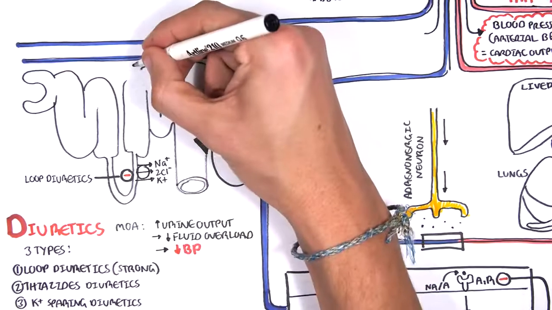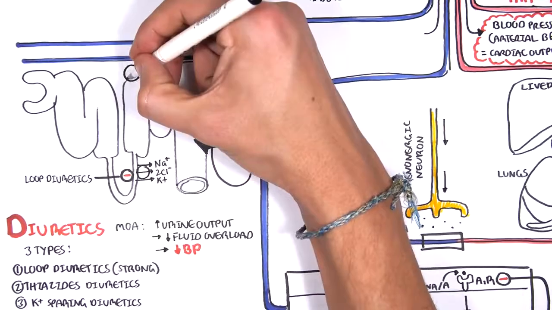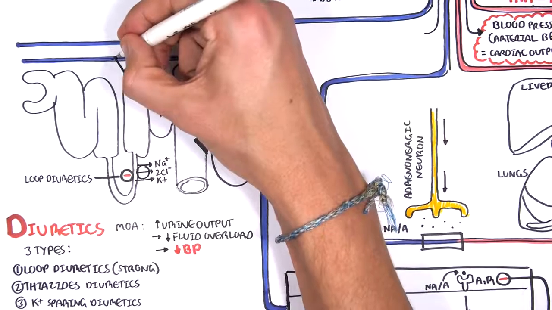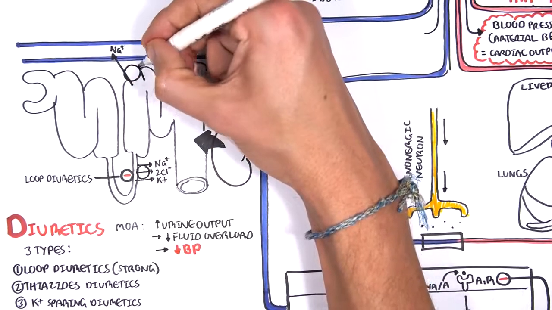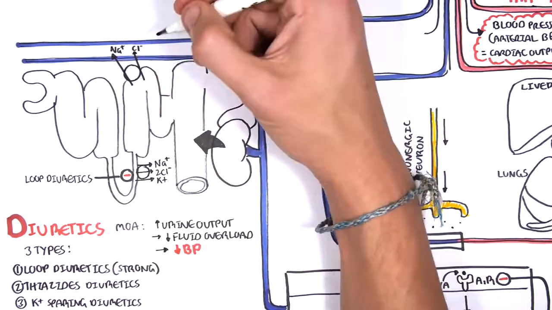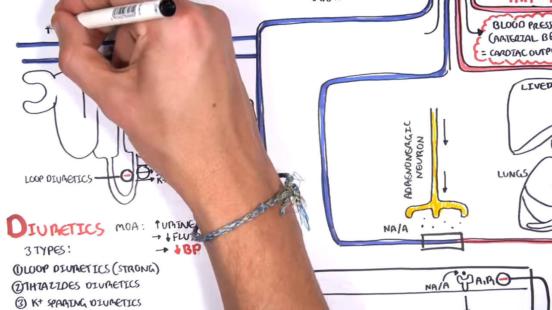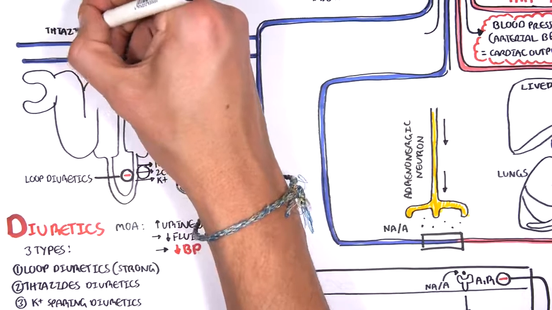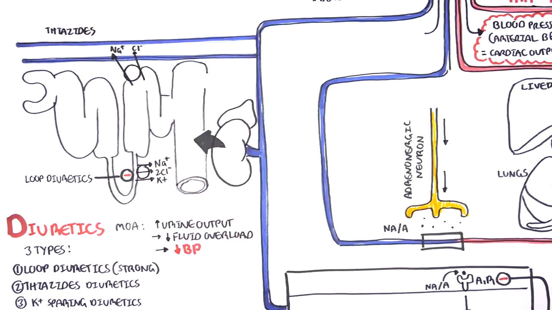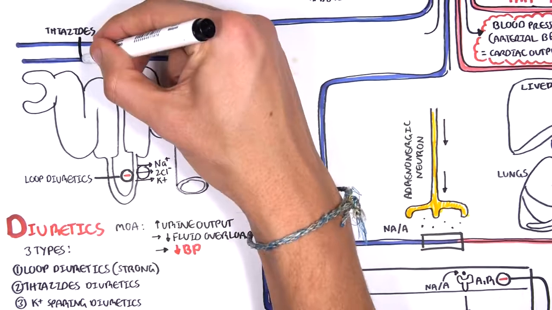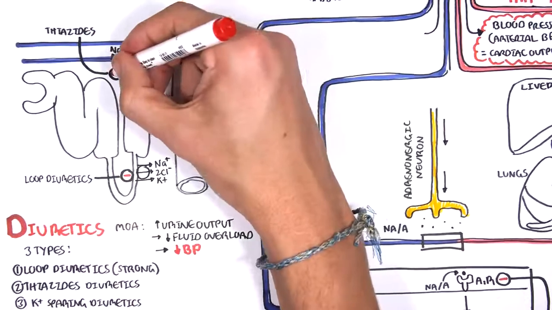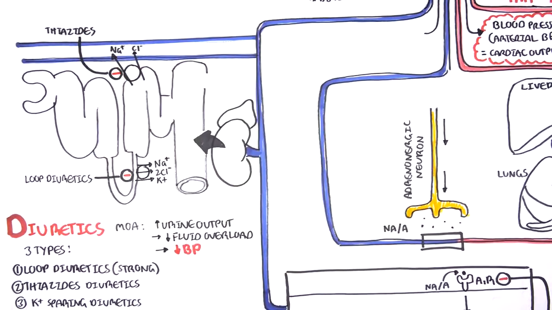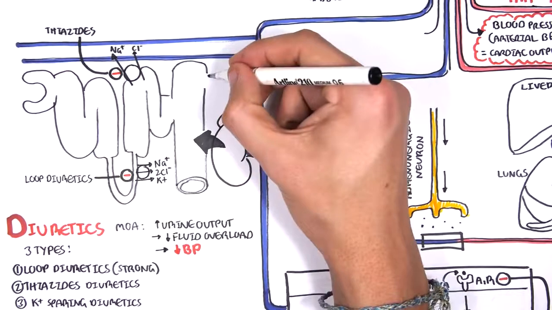Thiazide diuretics work on the distal part of the nephron. There is a transporter here which reabsorbs sodium and chloride together. This will then draw water back into the blood as well, which will increase the blood pressure in the body. Thiazide diuretics block this transporter, and so block sodium reabsorption and thus water reabsorption, causing a decrease in blood pressure.